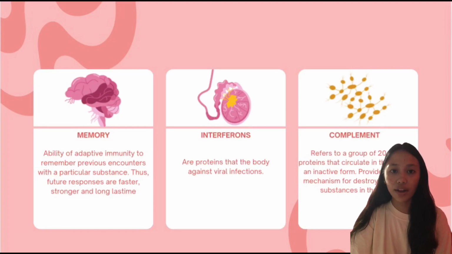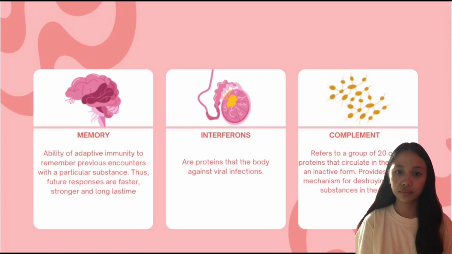Next, let's define what interferons are. They refer to the proteins that protect the body against viral infections. Next, let's define what complement is. It refers to a group of 20 or so proteins that circulate in the blood in an inactive form. It also provides a major mechanism for destroying foreign substances in the body.